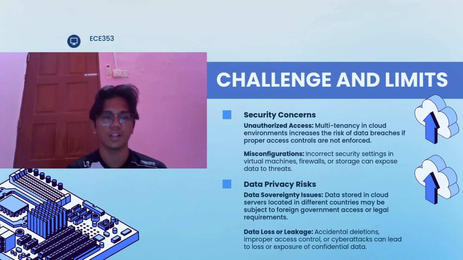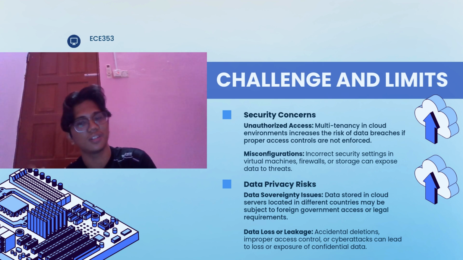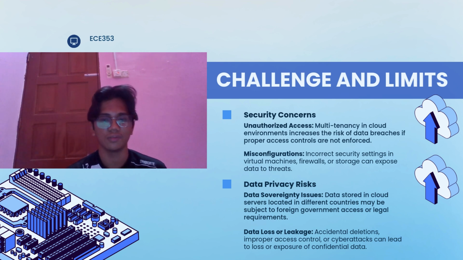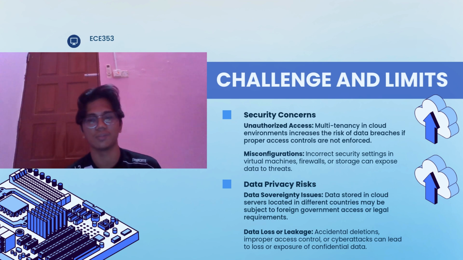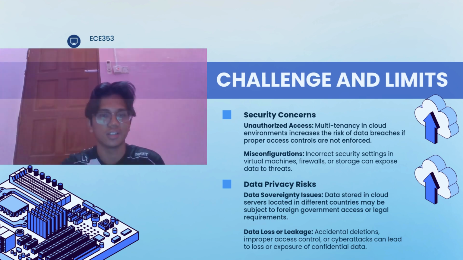The second main point is about data privacy risks. The first one is data sovereignty issues. Data stored in cloud servers located in different countries may be subject to foreign governments' access requirements. The second one is data loss or leakage. It may be due to accidental deletions, improper access control, or cyber attacks that can lead to the loss of all the data we have processed, and also the confidentiality of data.